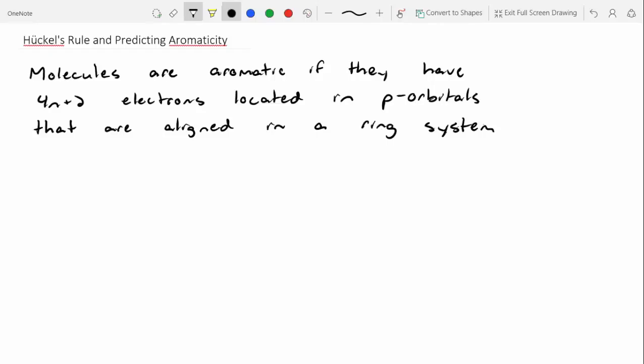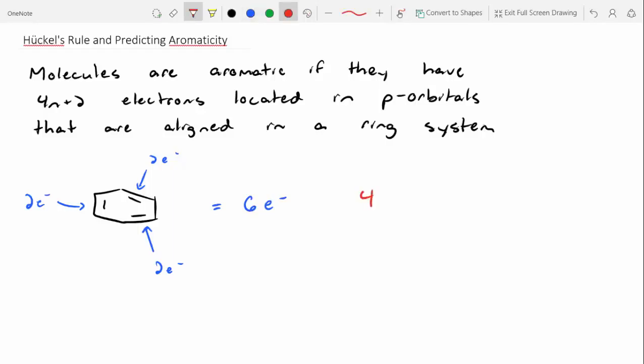So just like we saw with benzene, we could ask ourselves, all right, how many electrons are in those p orbitals? Well, there's 2 electrons accounted for here. There's 2 electrons here. And there's 2 electrons here. So how many total electrons? Well, just 6, right? So we've got a net of 6 electrons, which means if we do our 4n plus 2 rule, we would say, all right, 4 times 1 plus 2 equals 6. The question is, well, what does the n stand for?